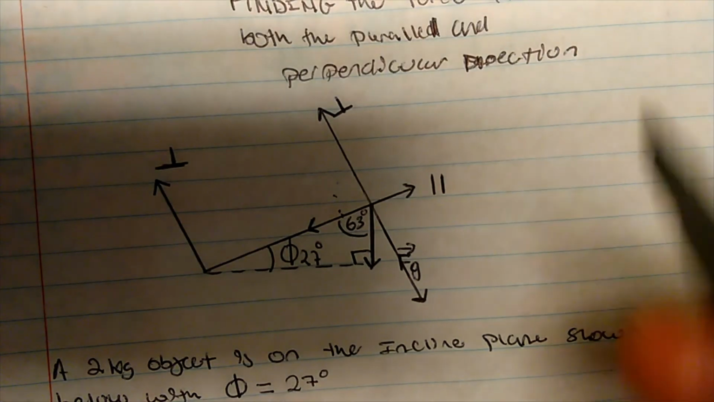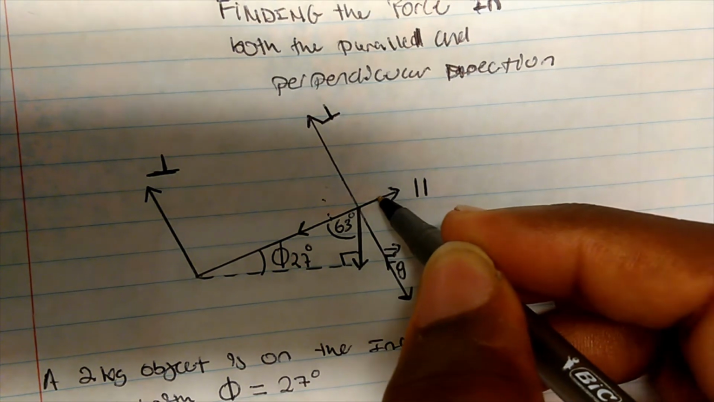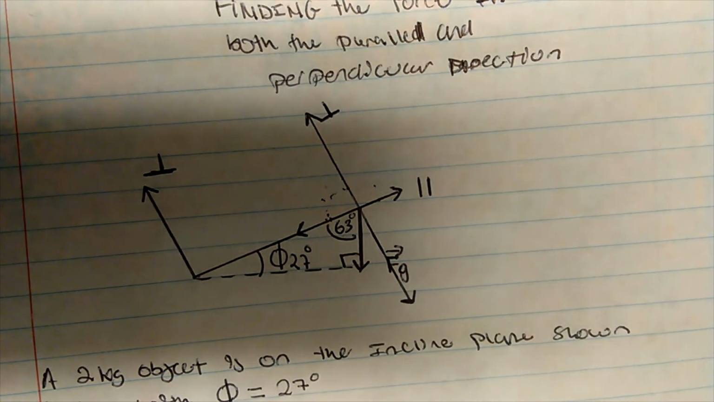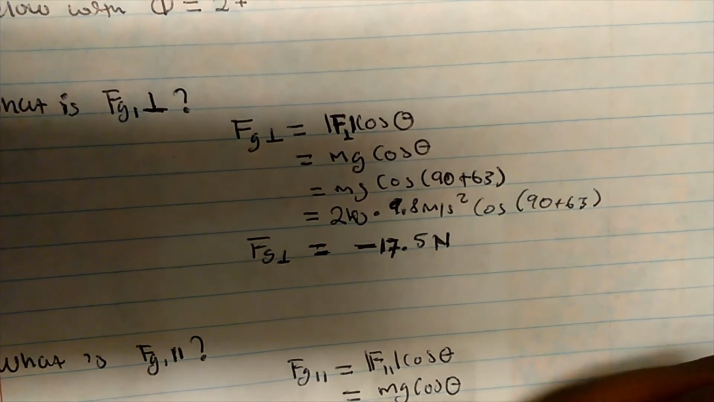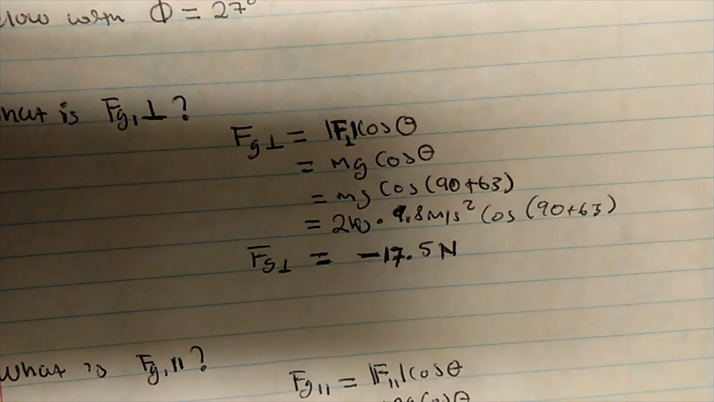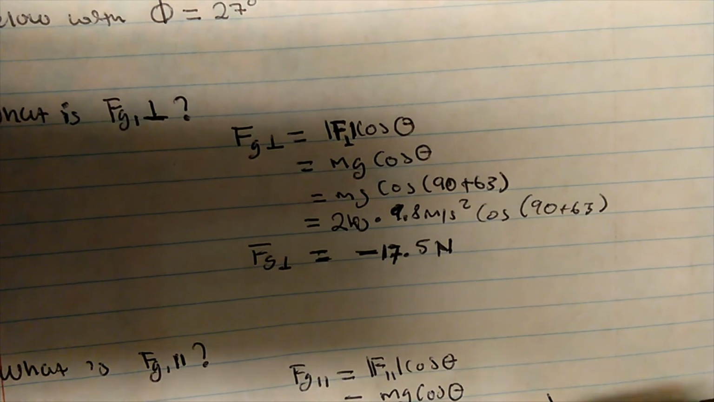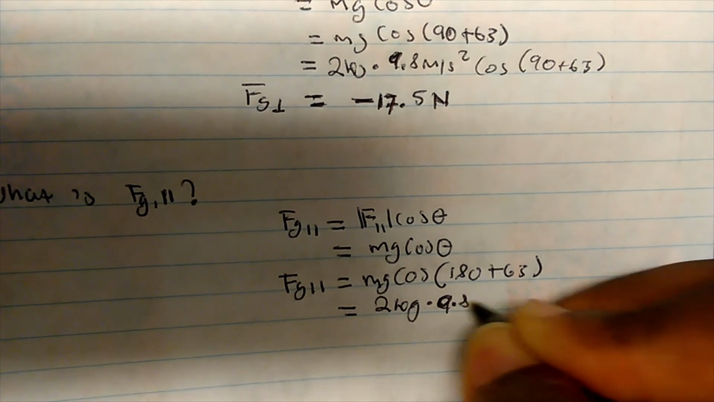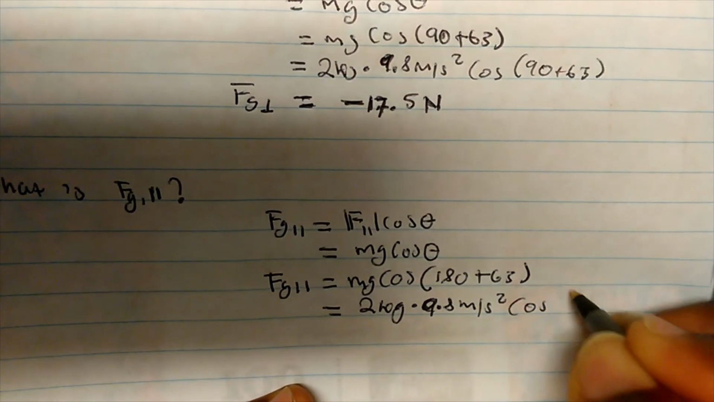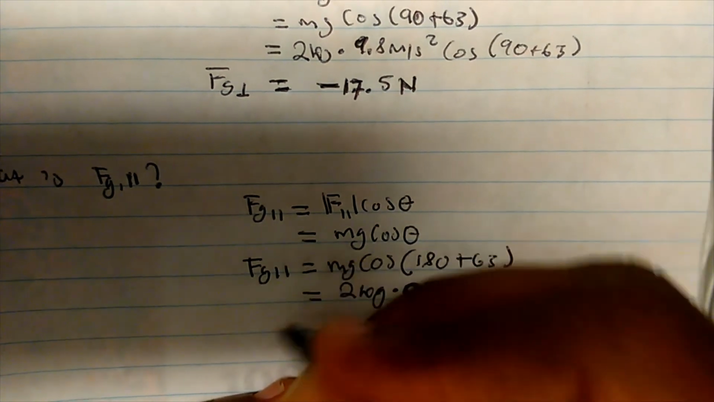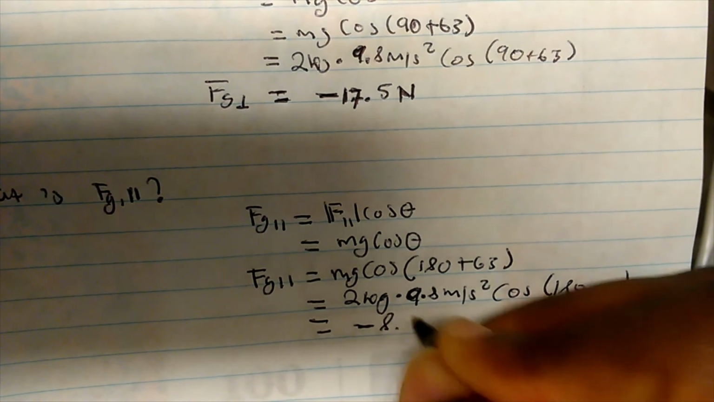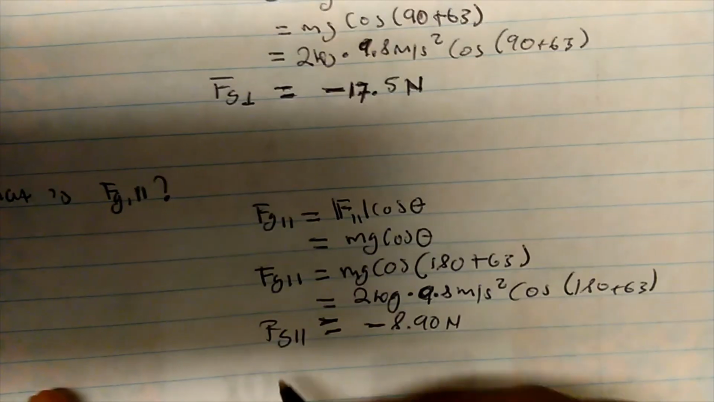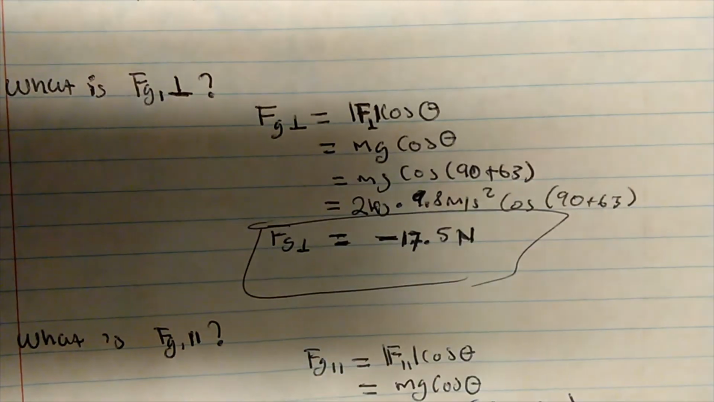If we go back up to the problem, here's our parallel direction and we start. If we go from here to the vector, this becomes 90 plus 90 plus 63, and we can simplify that to mg cosine of 180 plus 63, since 90 plus 90 is 180. So we plug in 2 kilograms times the gravitational acceleration of 9.8 meters per second squared, times cosine of the angle 180 plus 63, and we shall get negative 8.90 newtons. So FG parallel shall be negative 8.9 newtons. There goes our answer for the parallel one, there goes our answer for the perpendicular one, and this is how we solve these problems.